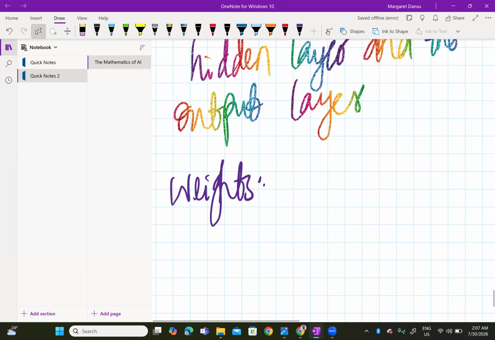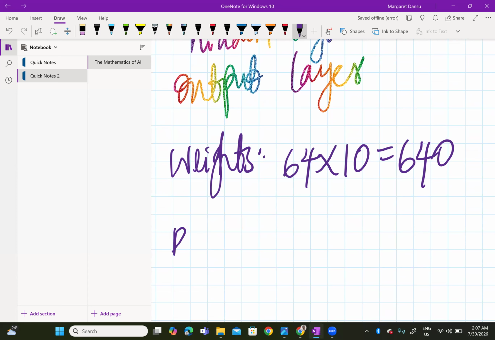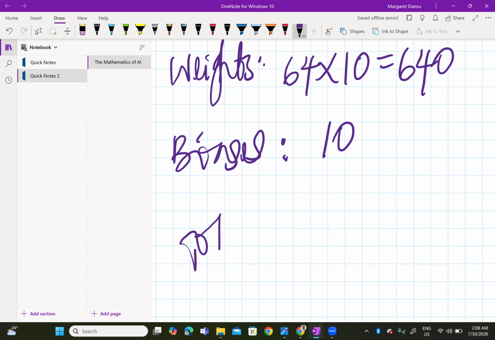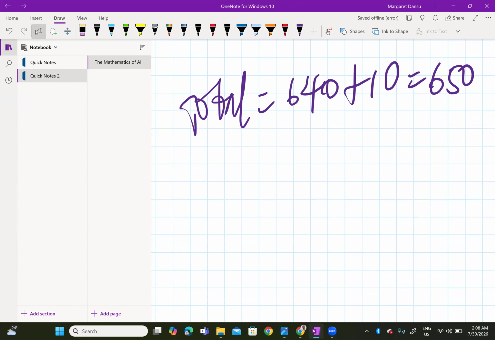So the weight here, you have 64 times 10, which is equal to 640. And you have the biases to be 10. So that total will be 640 plus 10, which is 650. So with all of that in place, we go to step 4, where we compute everything.